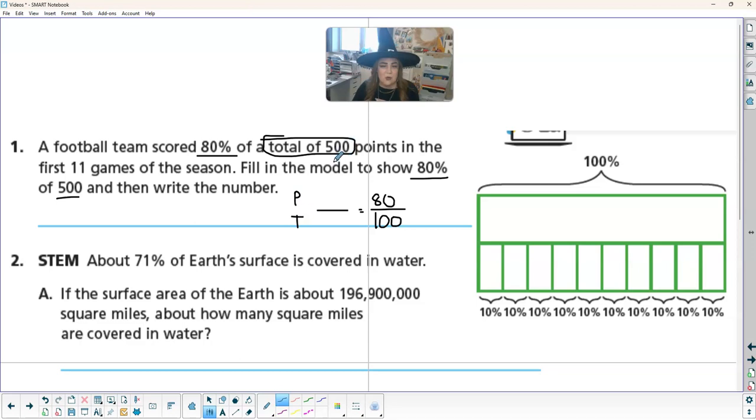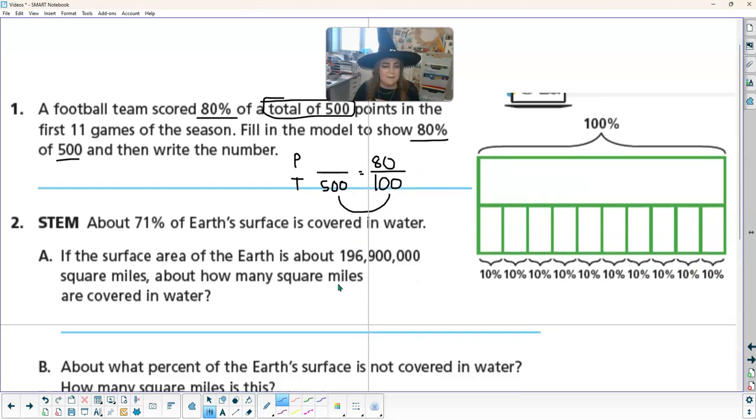Part, total is 500. So we need to crisscross multiply and then divide. So 500 times 80 divided by 100. Or this one you can also, I know how to get from 100 to 500. I can do the same thing to 80 since those are friendly numbers. So if it works, you can just go from here to here, here to here. If you're not sure about that, 50 times 80 divided by 100.